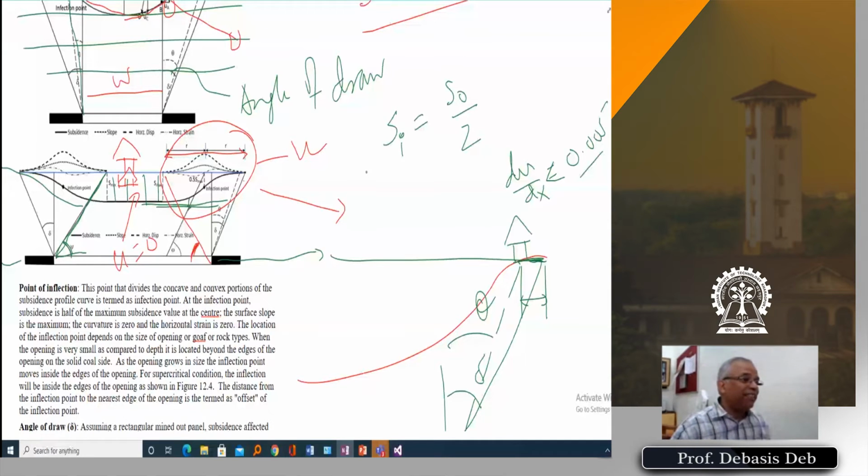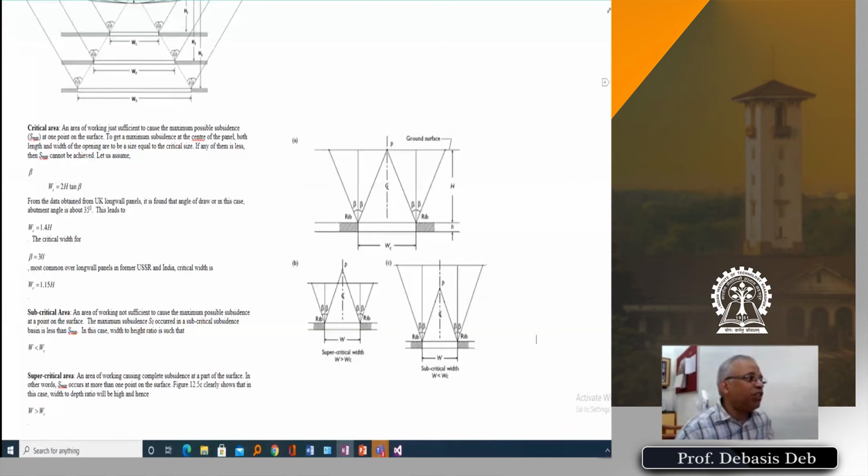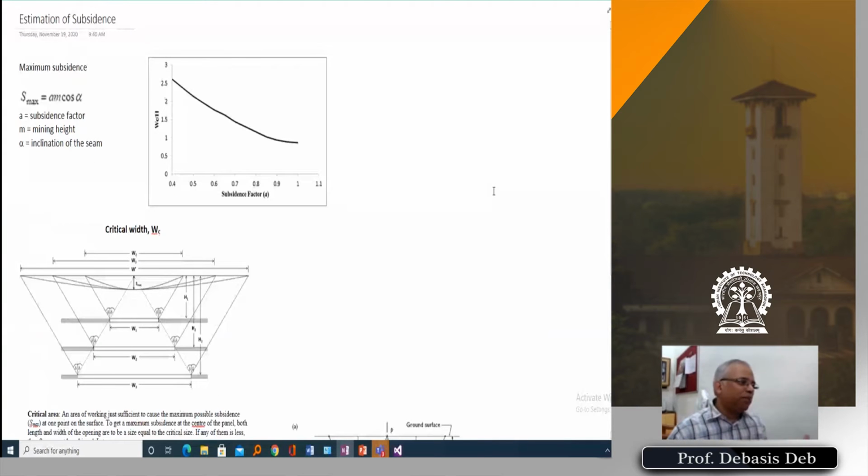But what I'm saying is, while you do mining, the subsidence will be there, and somebody has to take care of it. That is what happens if the land will subside, and the land will subside. You cannot stop it. Okay, now we come down to the estimation of the subsidence. A little bit of mathematical calculations, although those are not so difficult.